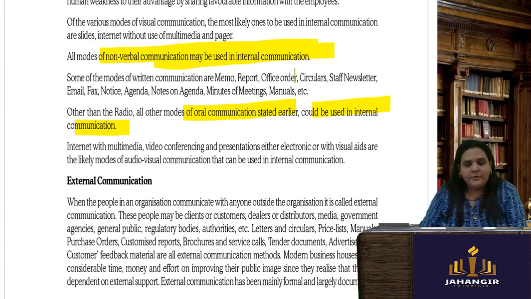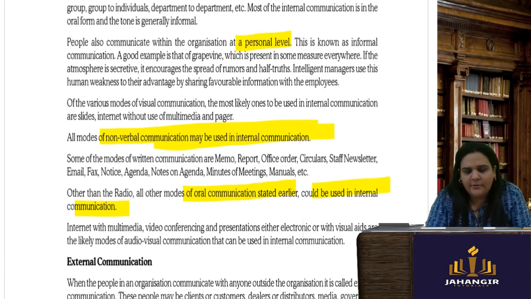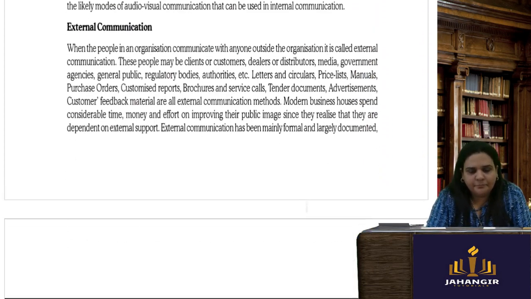Internet with multimedia, video conferencing, like how we are doing right now, presentations, electronic visual aids, audio visual communication, all of this can be used in internal communication. Other than the radio, everything else is used.